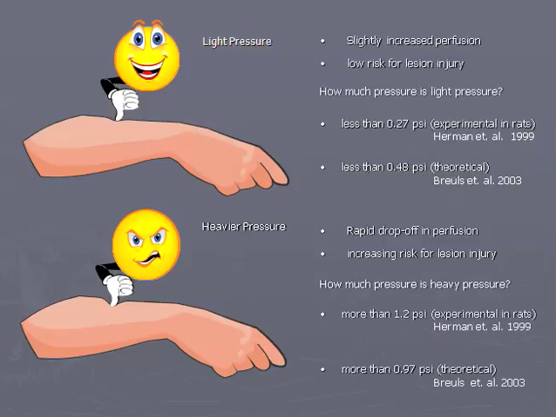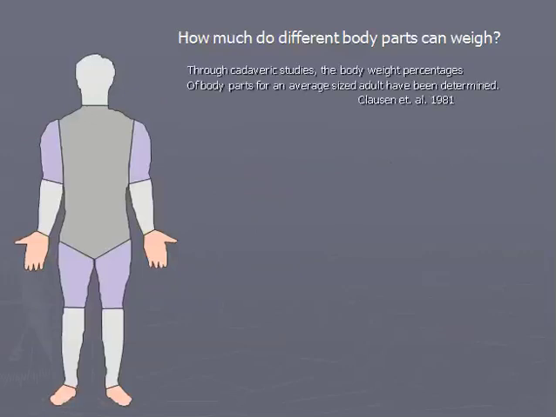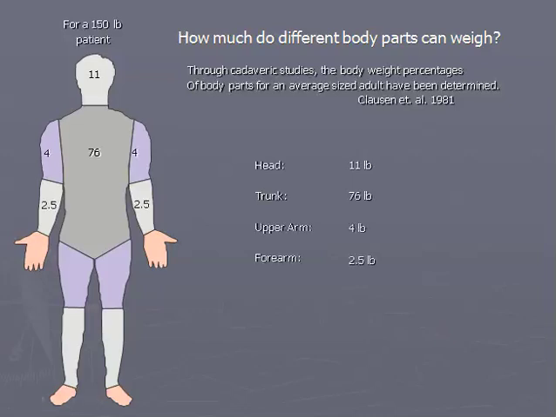Let's have a look at segmental body weights. Slide 32. So how much do different body parts weigh? Using cadavers, the body weight percentages of body parts for an average-sized adult have been experimentally determined. Assuming a 150-pound patient, the head weighs 11 pounds, the trunk weighs 76 pounds, the upper arm weighs 4 pounds, the forearm weighs 2.5 pounds, the hand weighs 1 pound, the thigh weighs 15.5 pounds, the calf weighs 6.5 pounds, and the foot weighs 2.5 pounds.